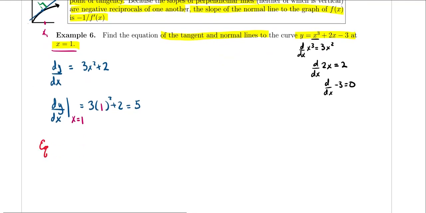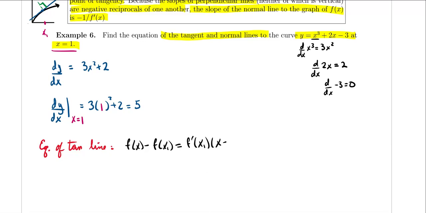Now let's go ahead and get the equation for the tangent line. All right, so for the equation of the tangent line, hopefully by now you've practiced a couple of examples here. So the notation that I talked about here in class was f of x minus f of x1 is equal to the slope of the tangent line, which is the derivative evaluated at x1, times x minus x1. All right, so we already know that for this problem, the x1 here is 1. Okay, but what about the f of x1?